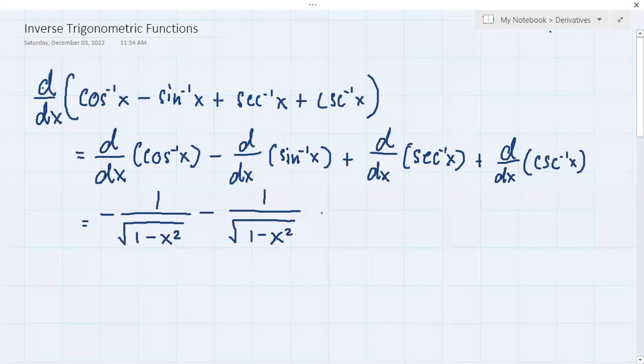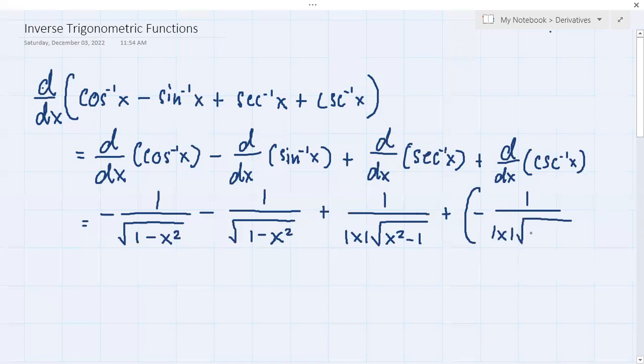Okay? Now, dito sa third term, derivative ng arc secant. So derivative ng arc secant is 1 all over the absolute value of x times the square root of x squared minus 1. And lastly, plus derivative ng arc cosecant. So si derivative ng arc cosecant ay almost the same lang siya sa derivative ng arc secant. However, negative na lang siya. So therefore, we will have plus negative 1 all over the absolute value of x times the square root of x squared minus 1.